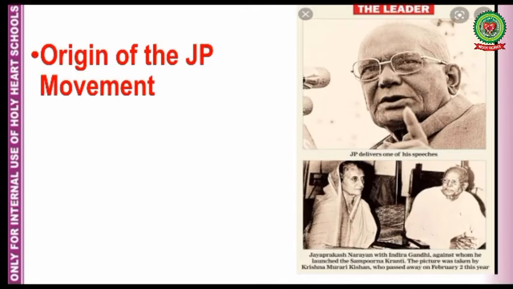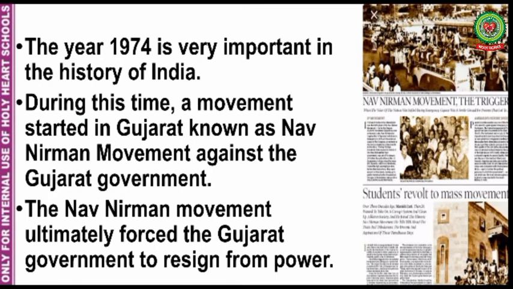Now students, let us discuss the origin of the JP movement or Jayaprakash Narayan's movement. The year 1974 is very important in the history of India. During this time, a movement started in Gujarat known as Nav Nirman Movement against the Gujarat government. The Nav Nirman Movement ultimately forced the Gujarat government to resign from power. Students, I have already discussed with you in the new terms about the Nav Nirman Movement that it was the only successful movement which was launched after independence in India.